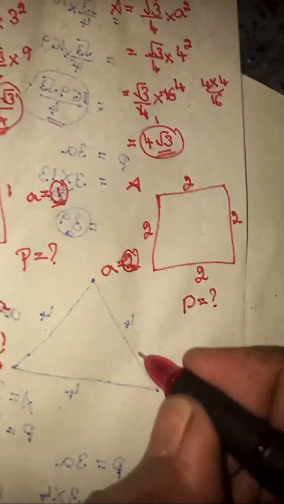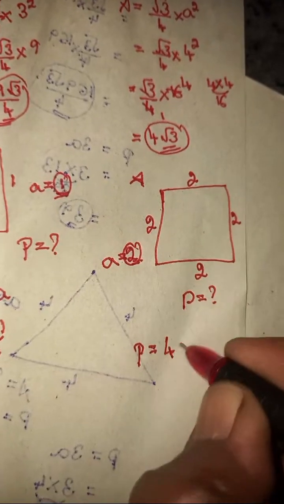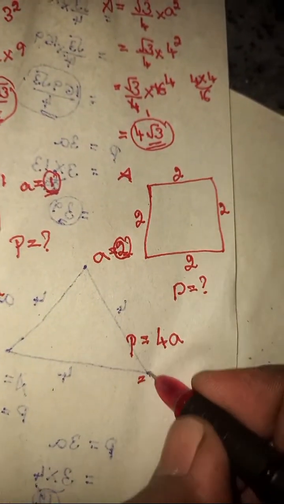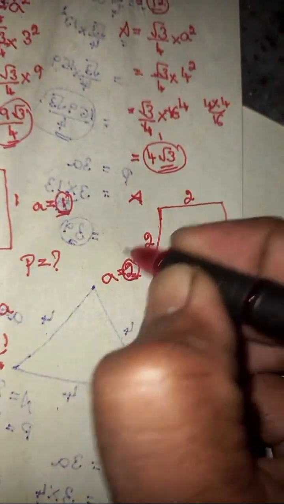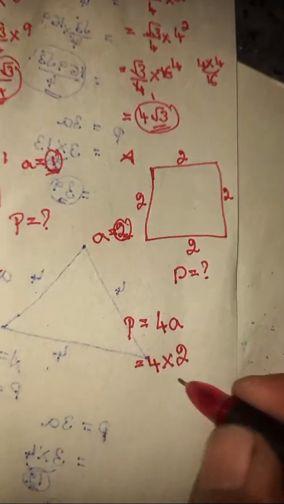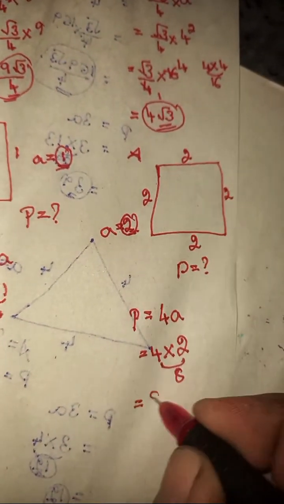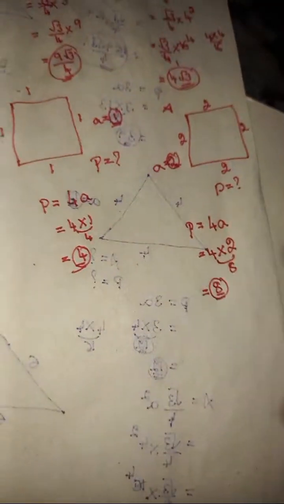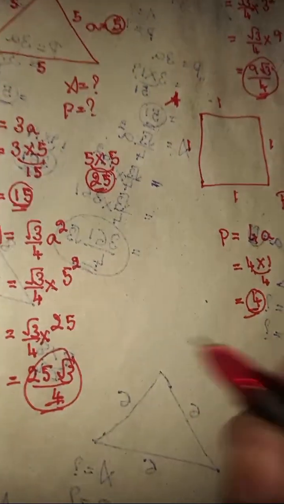You can do it out. Perimeter means 4a, that is 4 times the side length. They have given us 2 units. 4 times 2 becomes 8, so it is 8 units. Let's take one more triangle.